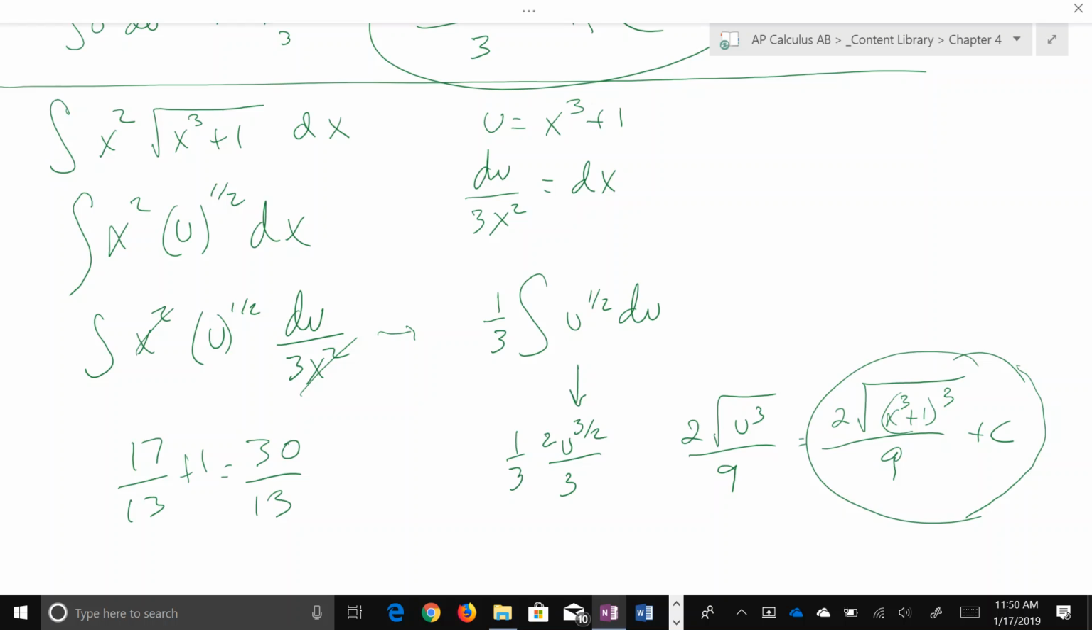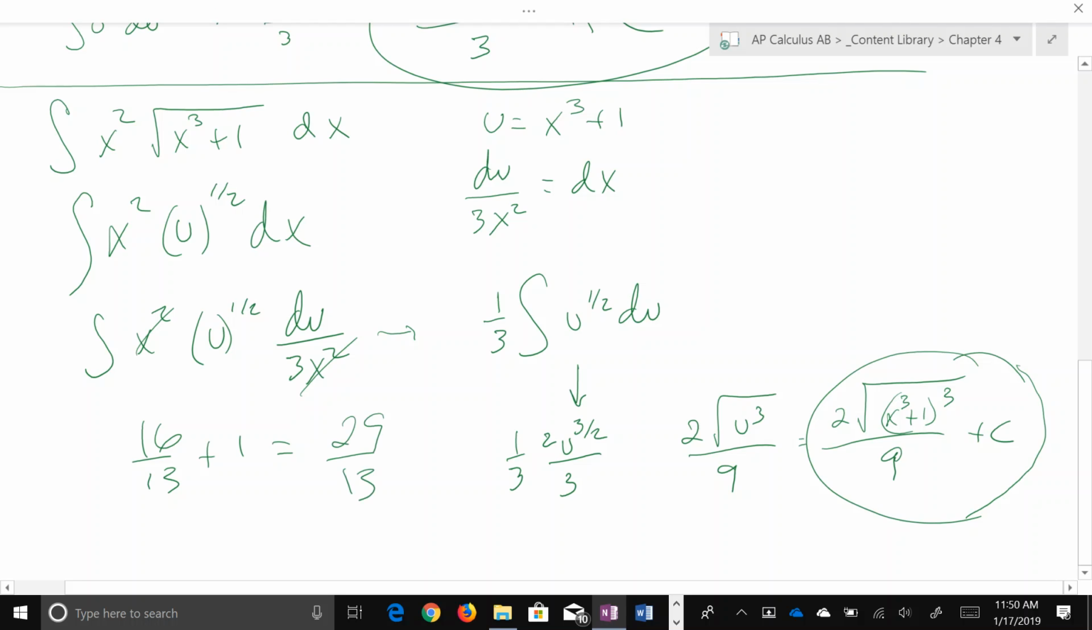Is there a way to do that if you have, like, 16 over 13 plus something that isn't 1? 16 over 13 plus 1 would be 29 over 13. If you have another number that is not 1, no, it only works with 1. All right, here we go. Let's talk it through. My u is x cubed plus 1, so I get du over 3x squared equals dx.